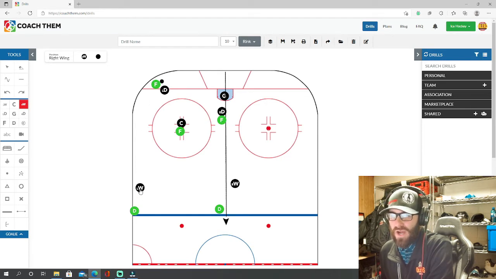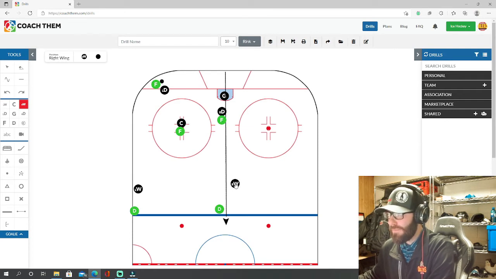We want our wingers to operate in this area of the ice along the boards if they're the strong side winger. Now the weak side winger right here still has to be on the strong side of the ice. We can't be sitting way over here, or we don't want to be way over here. We have to be kind of right in the middle of the ice right there.